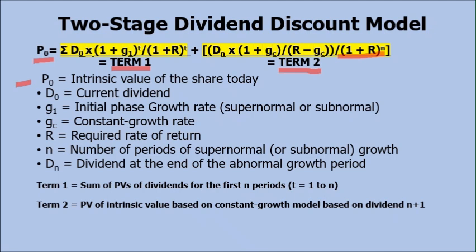Here P0 is the intrinsic value of the share today, D0 is the current dividend. G1 is the growth rate of dividends in the initial phase, the supernormal or subnormal phase. GC is the constant growth rate when dividends are constant, growing at a constant rate.